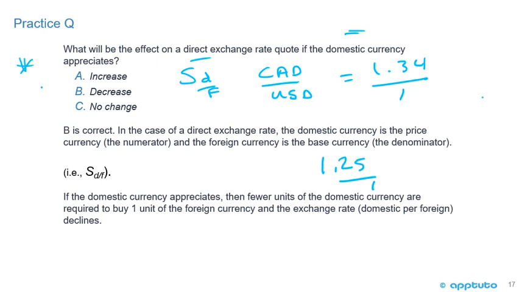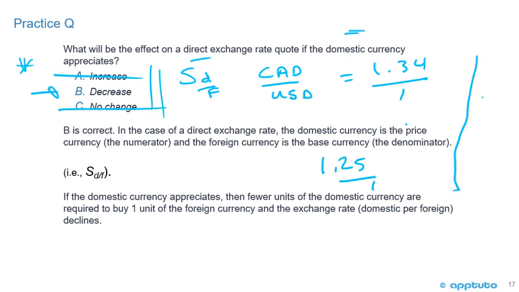So what's going to be the effect on the direct exchange rate? It's going to be B. It's decreasing. It went from 1.34 to 1.25. So again, I'm not going to think through the rules or memorize the rules. I'm going to work through my logic, and this question becomes so easy. It's not increase. It's not no change, obviously. It's B, decrease.